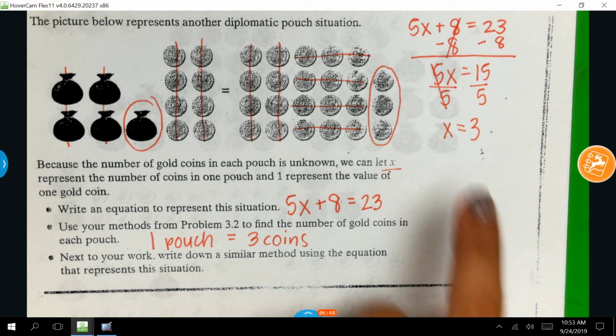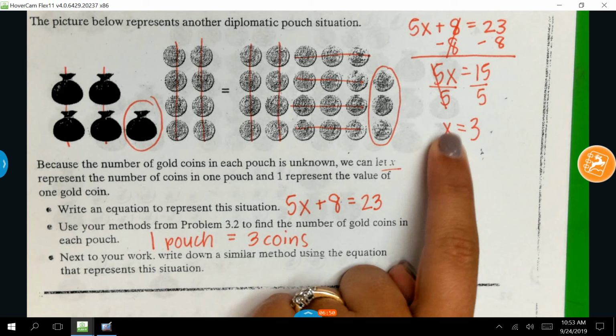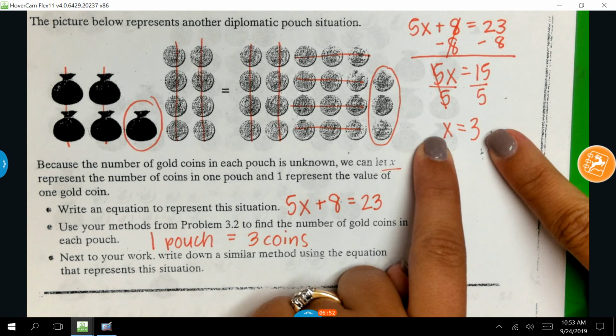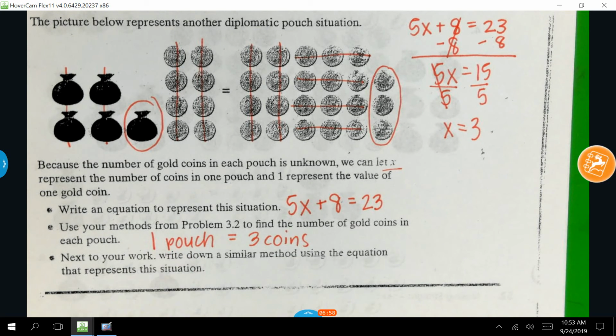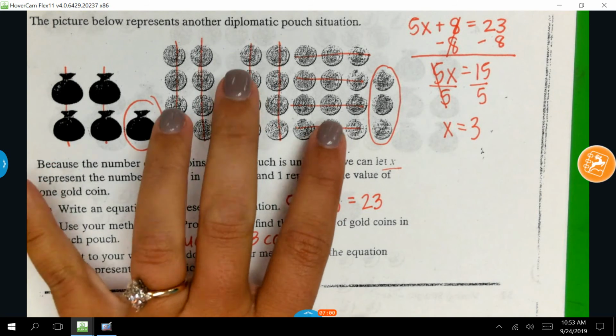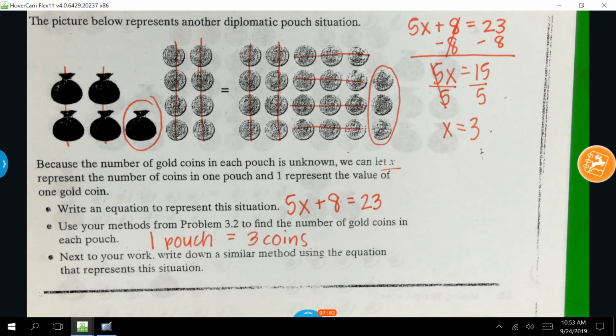Yes. Yeah. X represented a pouch, right? So 1 pouch equals 3 coins. 1 pouch equals 3 coins. Okay. So you're doing the same thing as we did yesterday with our picture. You're just doing it without pictures now. You're doing it with numbers and letters. Okay. Questions on what we just did?